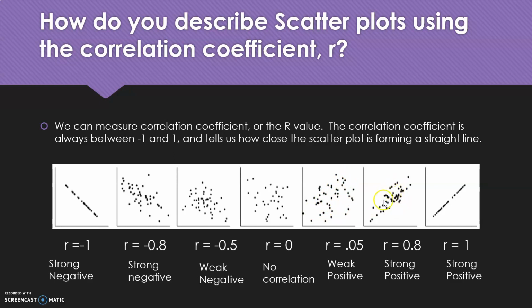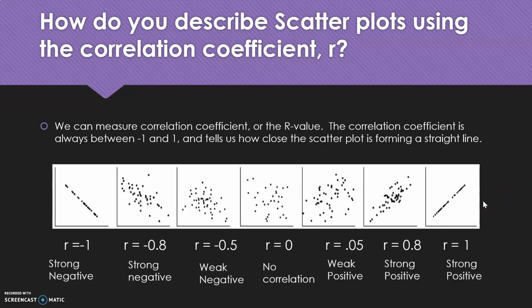This one, I like this strong positive better than the strong negative. I think this shows a little bit tighter. The tighter it is, the more positive and stronger the value is. And then you can see the positive one here. Again, straight line, all those points, it's like perfect. And that is a very strong positive.